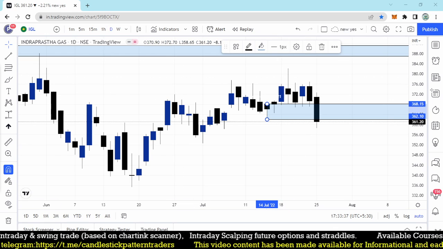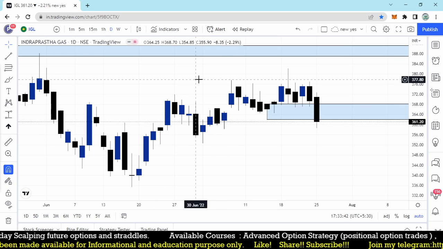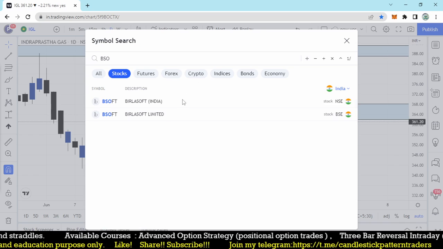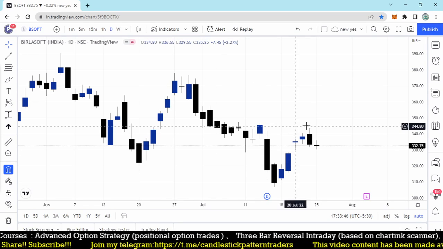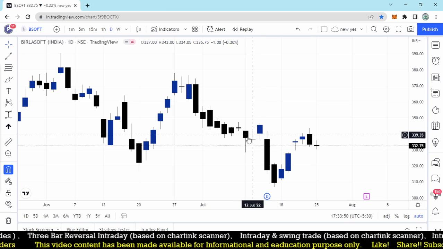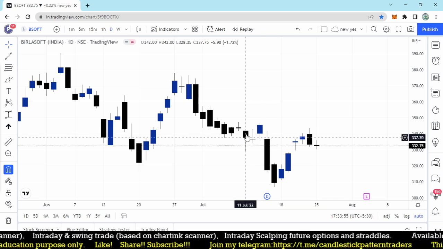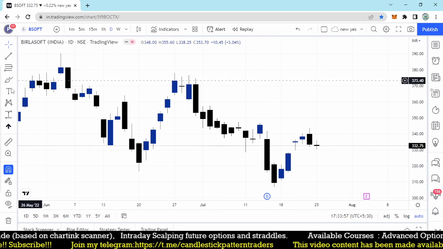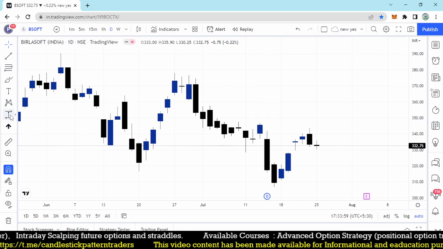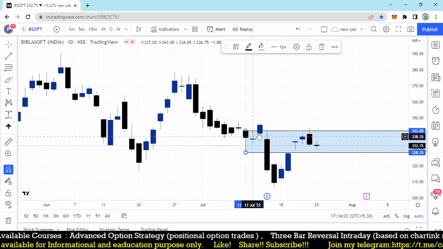A lot of stocks we found, IGL and BSoft on 11.7. Wait, I will create the scanner for you. This was 11.7, and it broke on the next day. From the high of 342, it went up to 346. That's it, 4 rupees. Maybe this was a stop loss. Again, another important point: it does not repaint. Whether it triggers your stop loss or target, it will never repaint.